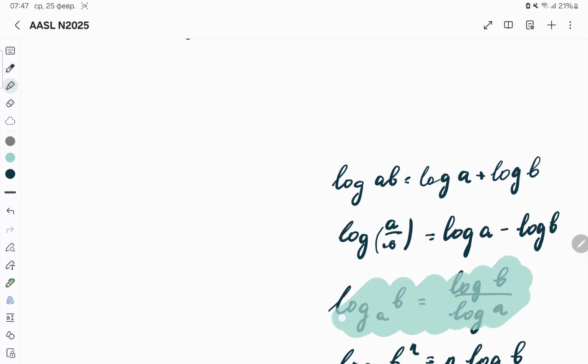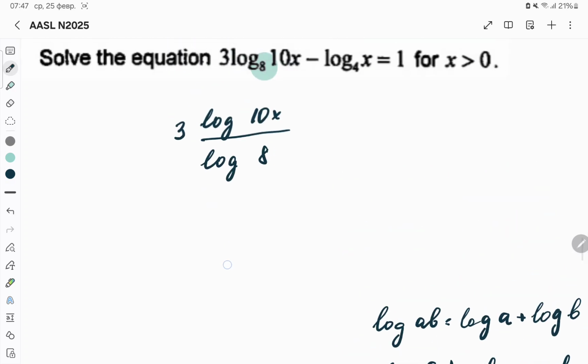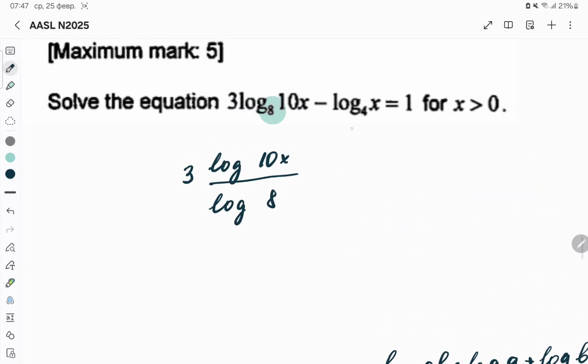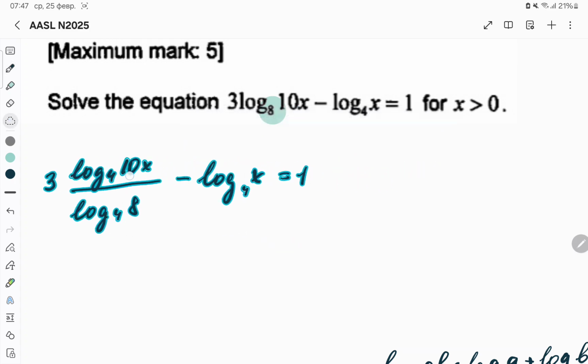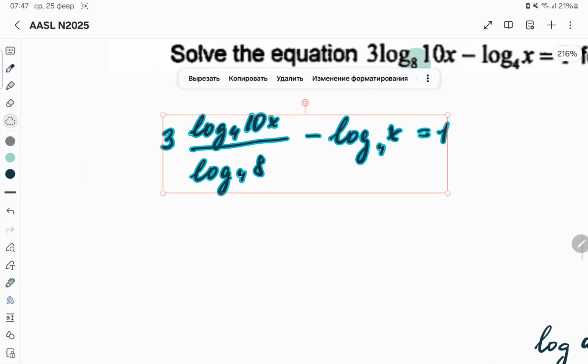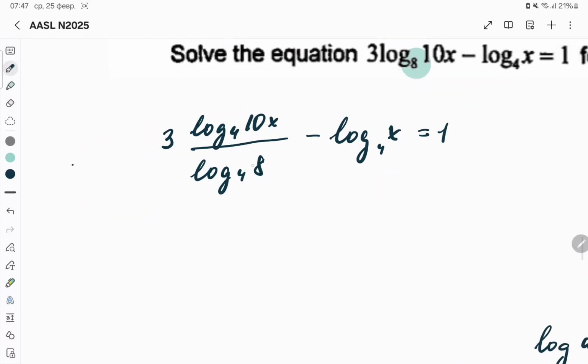So this formula, right? And now we can choose any base we wish. So let's use the base of 4. Now all the bases will be the same. And now minus logarithm x base 4 equals 1. Now let's continue to solve this question. So what to do next?